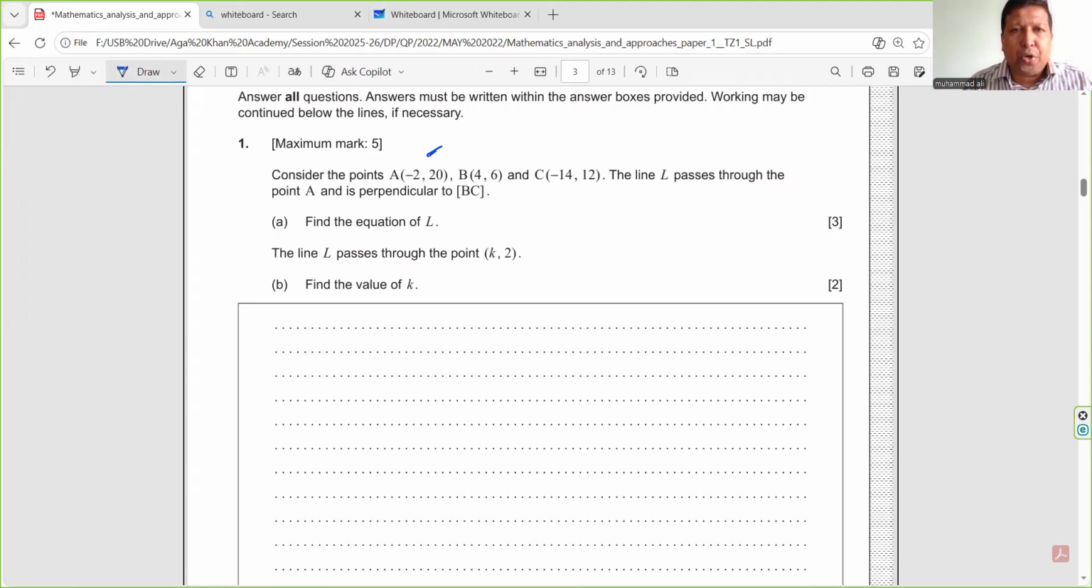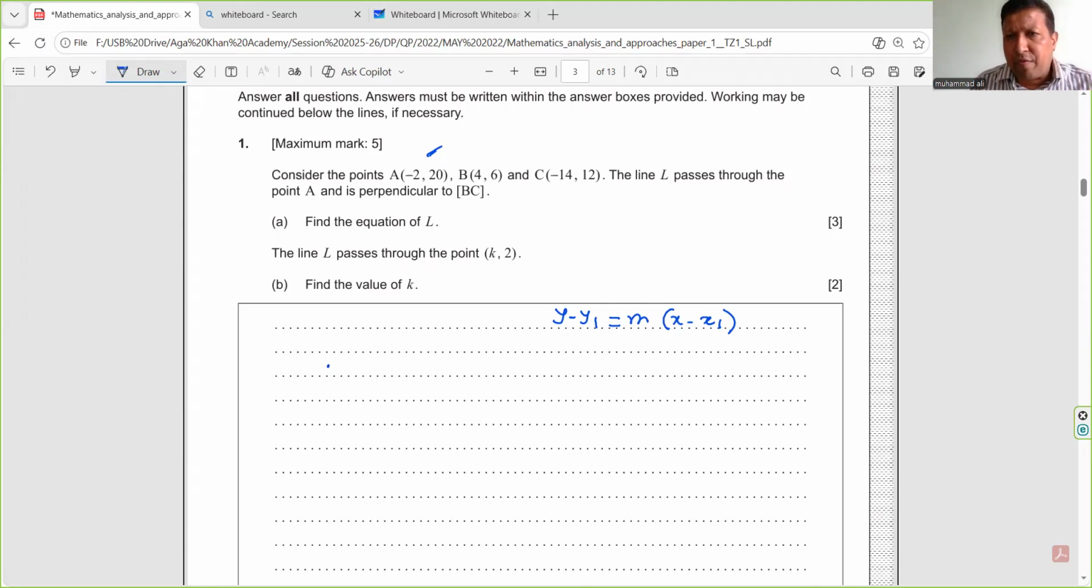So, how can I do this maths? At first, we know that the equation of a line which passes through a specific point has the formula y minus y1 equals m times x minus x1. This is the formula for the equation of a straight line. So here the line L passes through A, this is the A point.